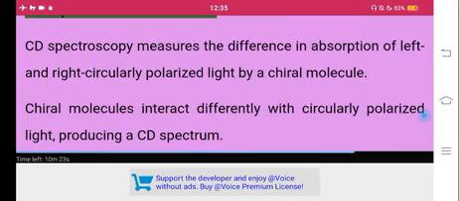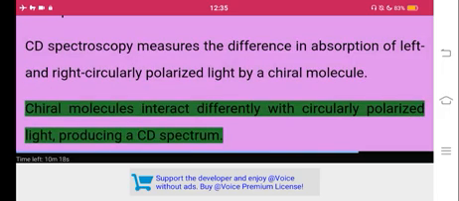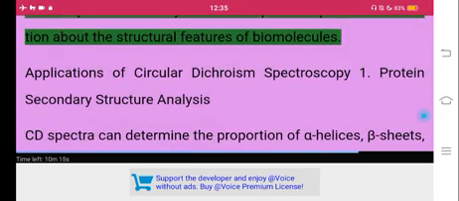Principle of circular dichroism. CD spectroscopy measures the difference in absorption of left and right circularly polarized light by chiral molecules. Chiral molecules interact differently with circularly polarized light, producing a CD spectrum. The shape and intensity of the CD spectrum provide information about the structural features of biomolecules.